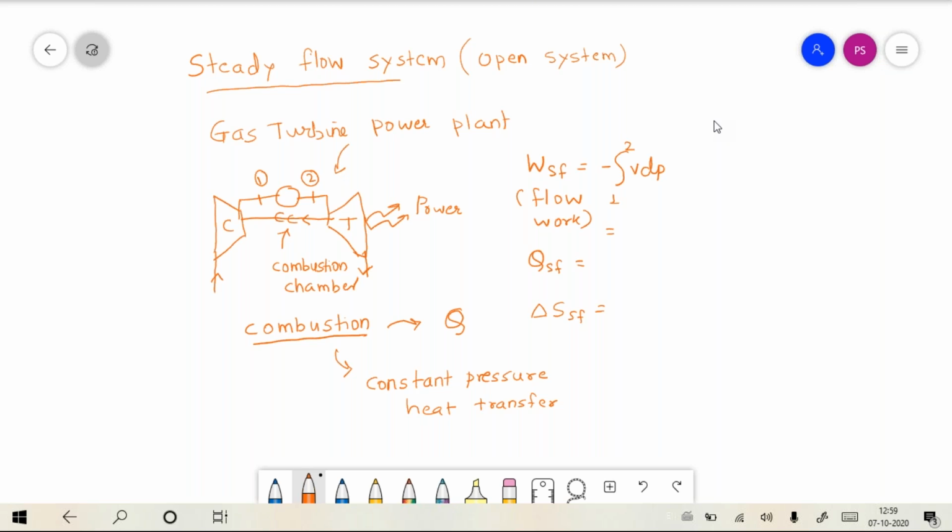So what would be the value? What would be the answer for this? Which process are we considering? We are considering a constant pressure heat addition process. Yes, correct, Kunal, you are right. We are considering a constant pressure heat addition process.